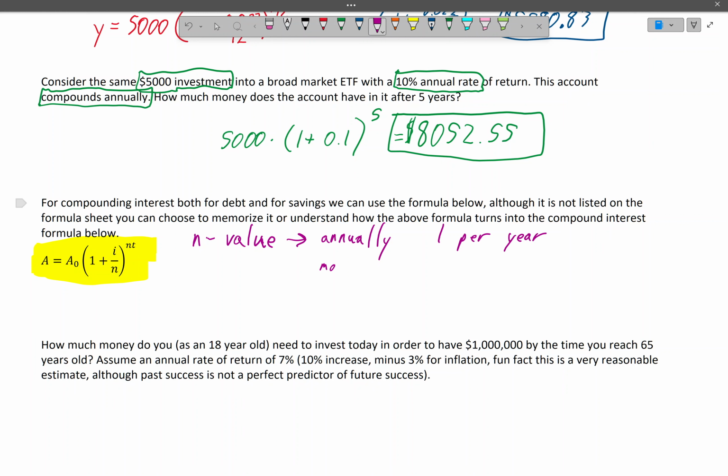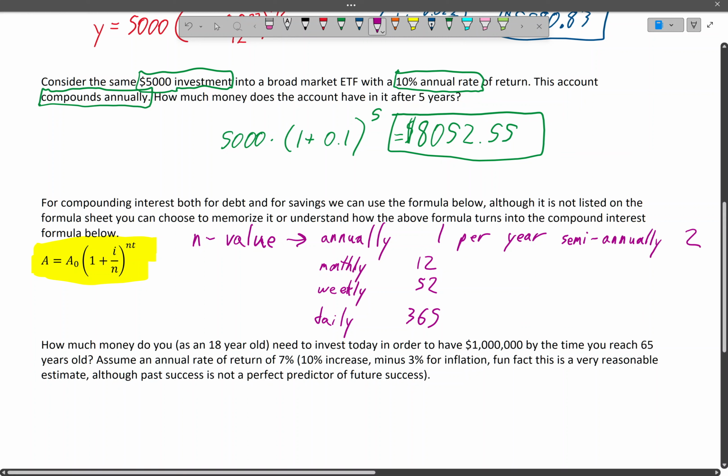If it says monthly, then it is 12 times per year. If it says weekly, then it's 52 times per year. If it says daily, then it's 365 times per year. But there are some other odd ones. There are semi-annually, which means 2 times per year.